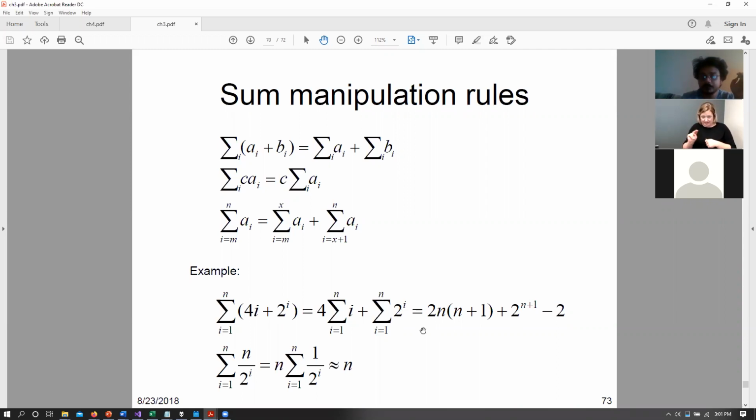So we know that for i from 1 through n, 2 raised to the power of i is going to be 2 to the n plus 1 minus 2. We just saw that. And for this particular thing, it is n squared plus n divided by 2 times 4, that becomes 2n times n plus 1.